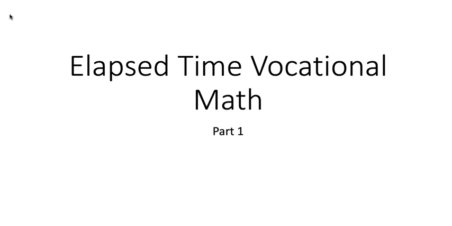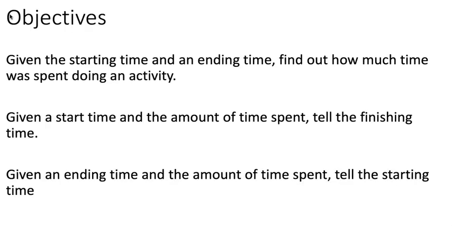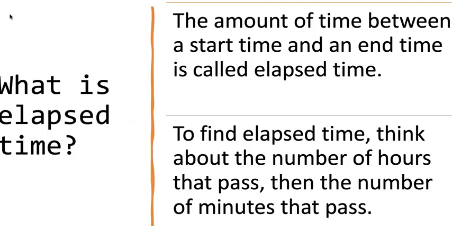Okay, this is elapsed time vocational math, part 1. For this, you will need the note-taking guide for elapsed time. The objectives for this lesson are: given the starting time and end time, find out how much time was spent doing an activity; given a start time and the amount of time spent, tell the finishing time; and given the ending time and the amount of time spent, tell the starting time.